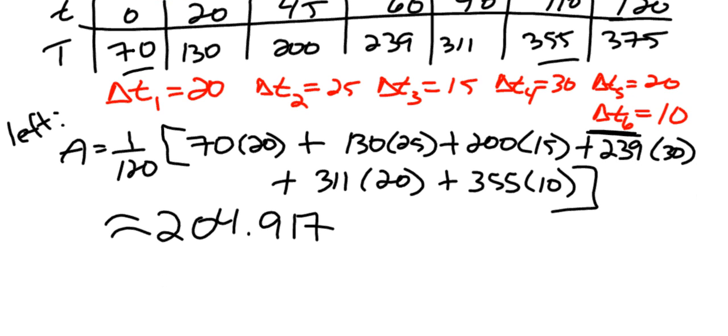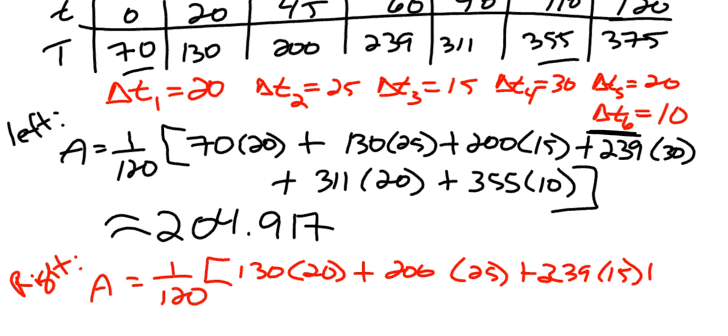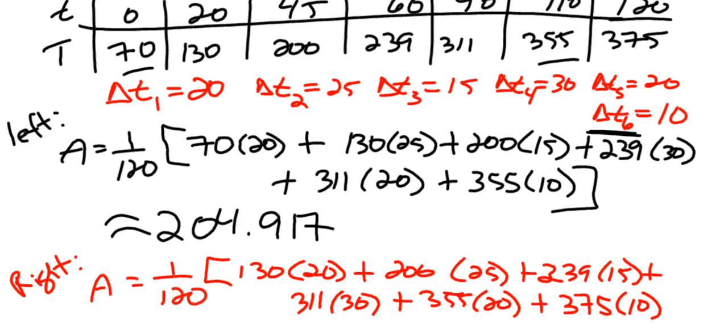If I want to do the right rectangular approximation, same thing. With my right rectangular, I'm going to start from the other side of the equation. So I have a height of 130 times my width of 20. I'm going to have the height of 200 times 25. That's 239 times 15, 311 times 30, 355 times 20, and 375 times a width of 10.